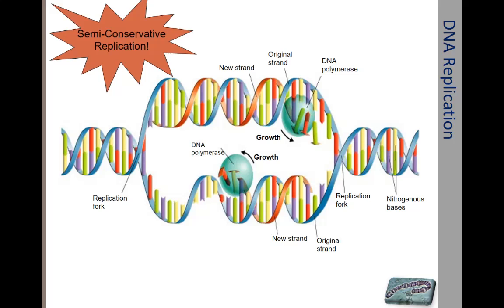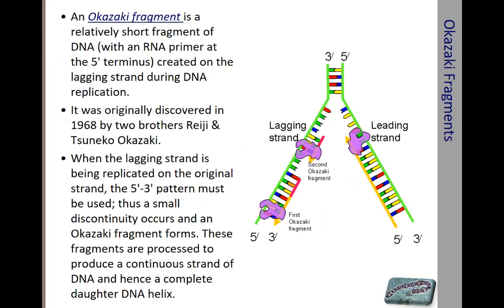Now we run into an issue with that having to read in one direction. The fact that one strand goes one way and the other goes the opposite direction means that we can't necessarily read both strands straight through. So what happens? This is where Okazaki fragments come in. These are relatively short pieces of DNA with a little RNA primer, don't need to worry about that so much, on the lagging strand of DNA.